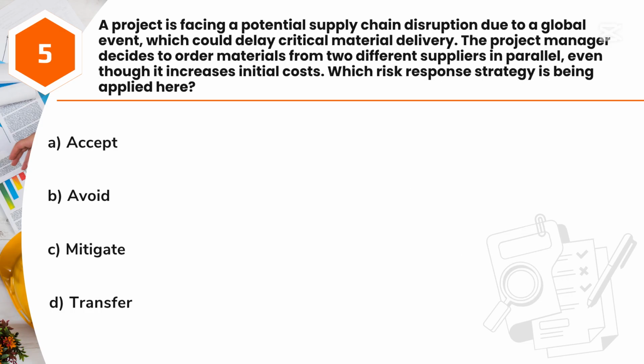Question 5. A project is facing a potential supply chain disruption due to a global event, which could delay critical material delivery. The project manager decides to order materials from 2 different suppliers in parallel, even though it increases initial costs. Which risk response strategy is being applied here?